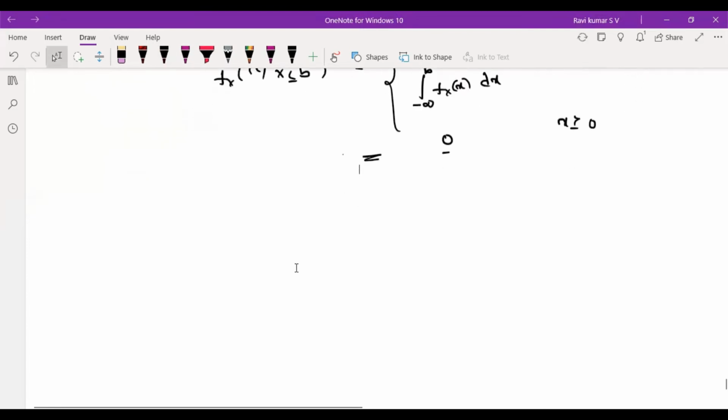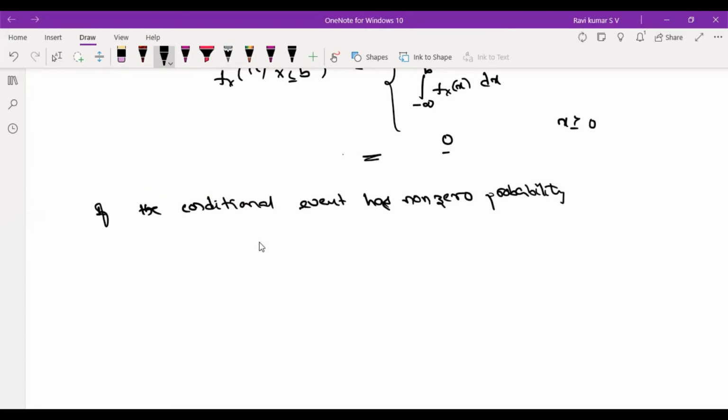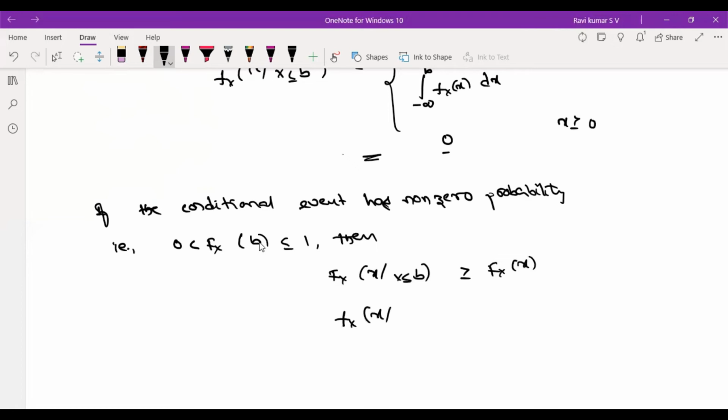and the conditional event has non-zero probability. So generally if 0 is less than F_X(b) less than or equal to 1, in that situation you can write f_X(x | X less than or equal to b) is greater than or equal to f_X(x). So the conditional density functions are greater than the normal density functions. So this is about method 1.